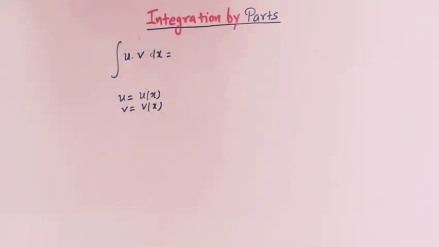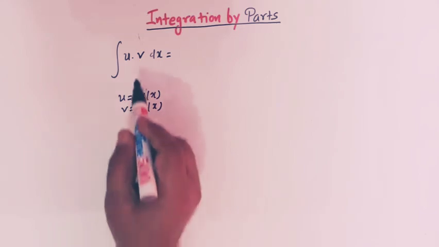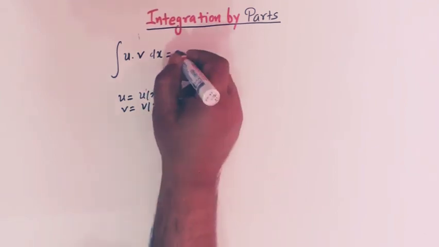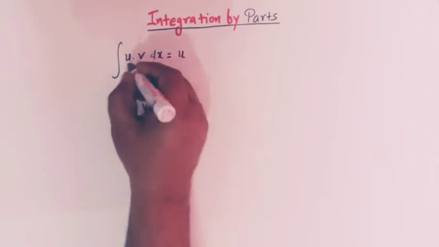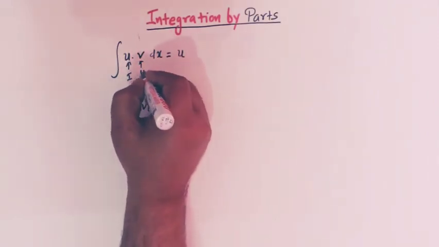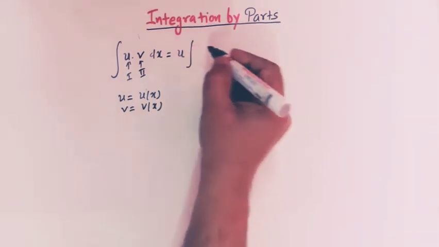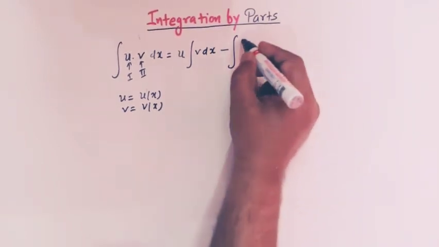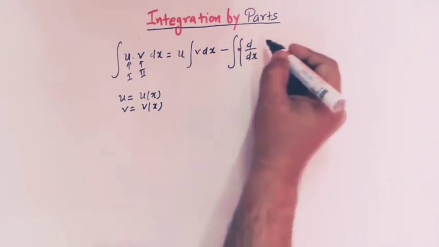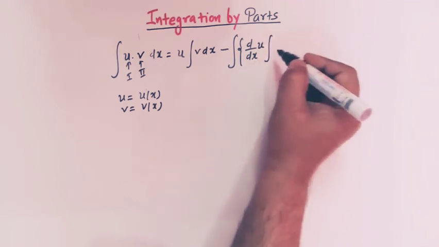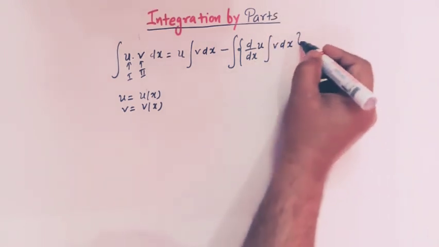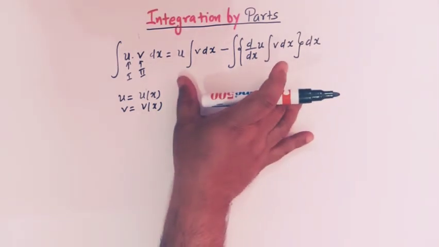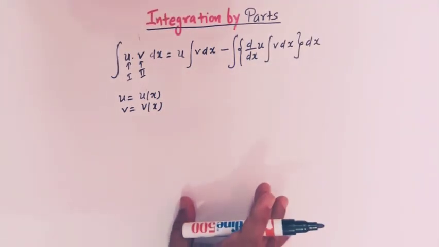So the integration by parts method says that if we have the product of two functions and we have to integrate the product, then the formula goes like this. We have the first function, this is the first function, and this is the second function, right? So we have the first function, then the integral of the second function, minus the integral of the derivative of the first function, that is u, times the integral of the second function v, and then we have to integrate this entire function with respect to x. So this is the formula for integration by parts, right?